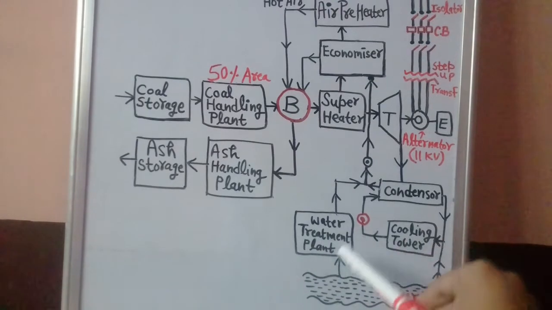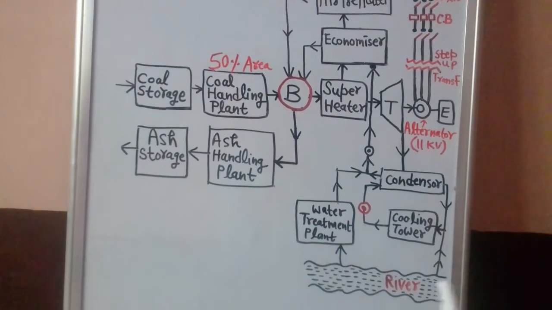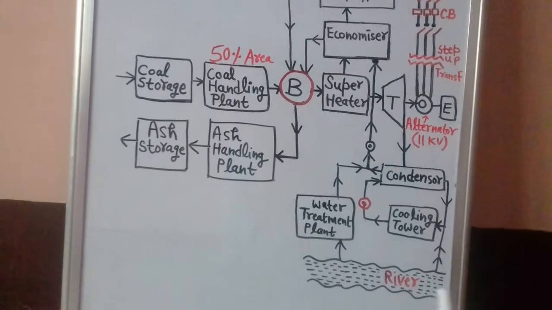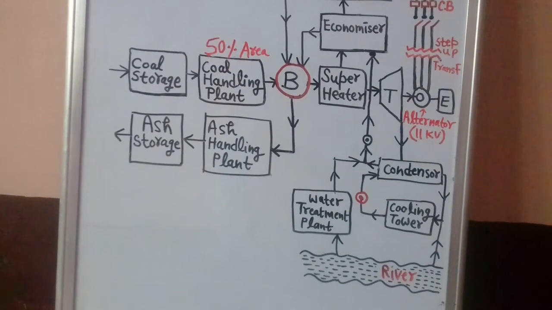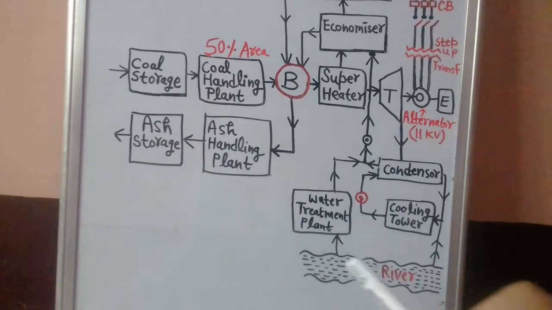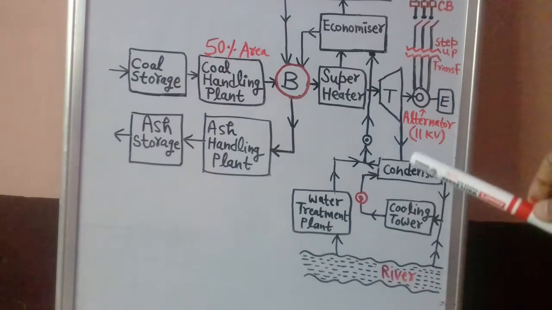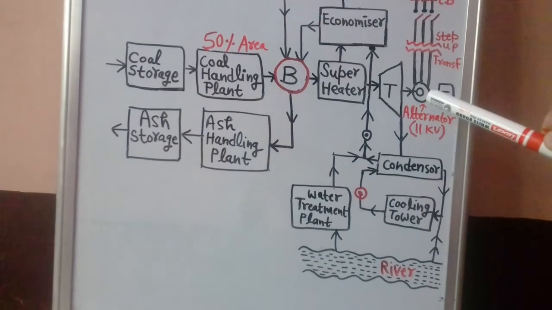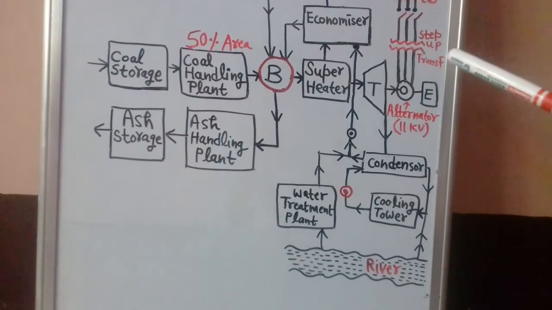Here you see this is the water treatment plant, and here you see this is the river. It is advisable that we should construct our thermal power plant at a site which is nearby the river, so that adequate and sufficient amount of water can be achieved from the river. It is always advisable that you should construct a thermal power plant at a site which is nearby the river. Now look at here, this is the step up transformer.